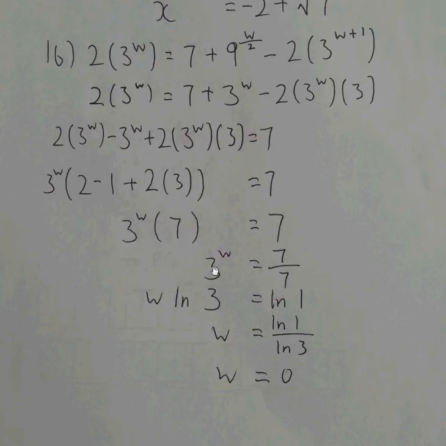So we use ln to bring down the w. Initially it is 1. If you take ln on this side, you must also take ln on this side. So w is equal to ln 1 over ln 3. As we know, ln 1 is always 0, so we can ignore the ln 3. So w equals 0. That's all for part B.